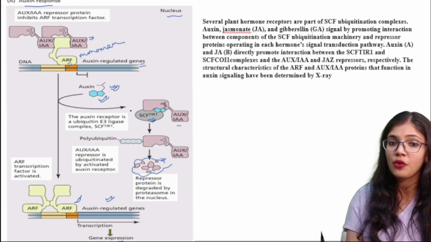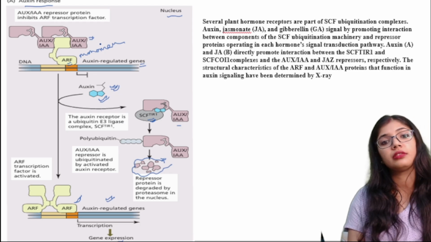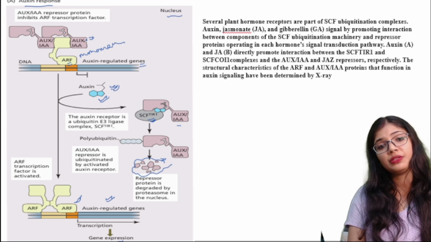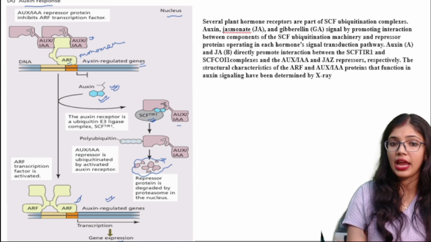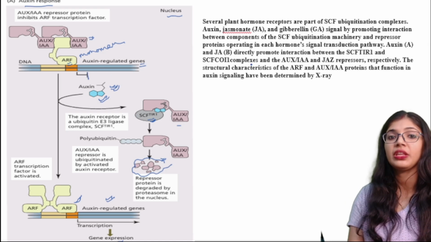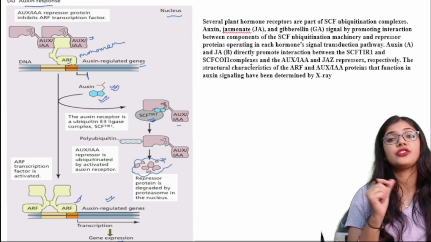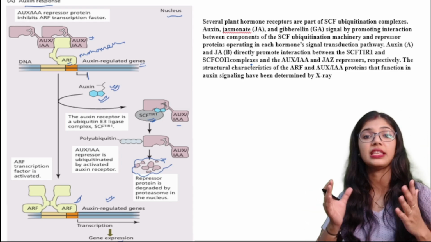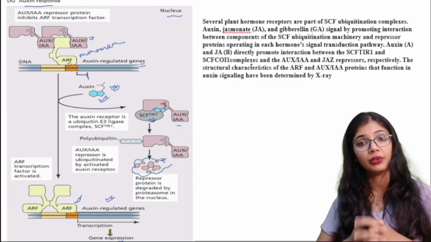Here in absence of auxin, there was the repressor which was present, which was repressing this ARF, due to which there was inhibition of this auxin response factor. This is how the regulation of auxin is taking place in plants for the growth and development of the plant.